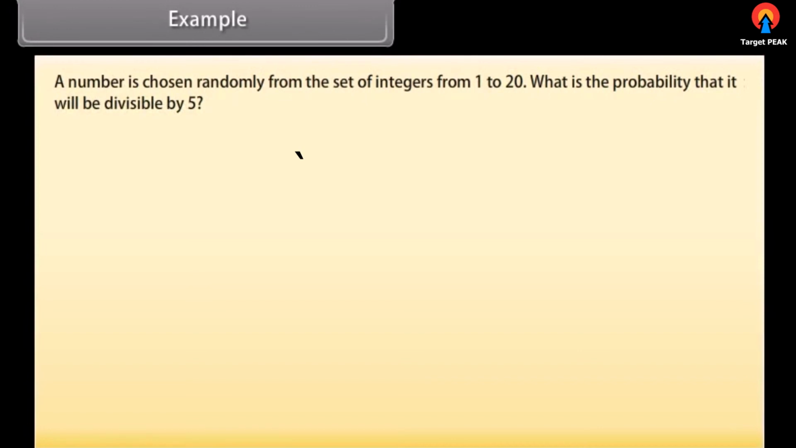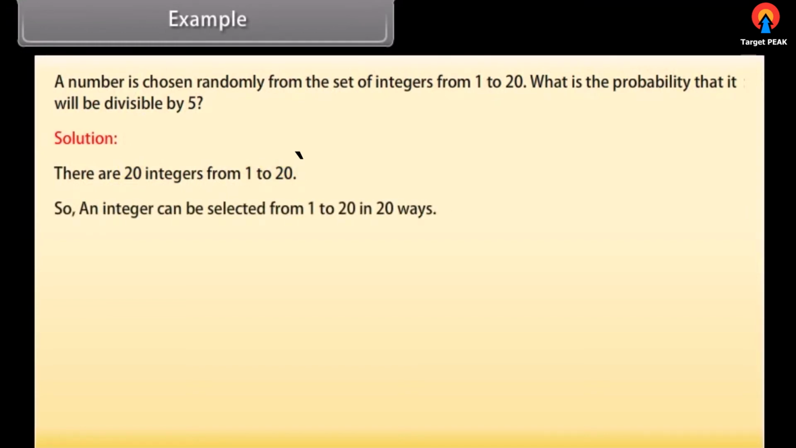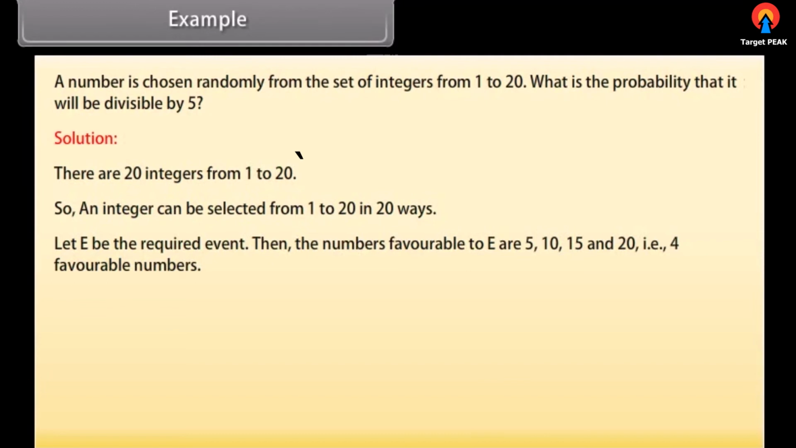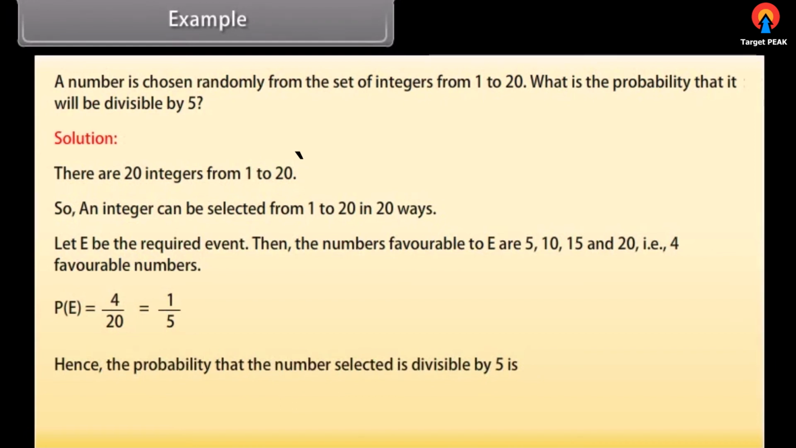Example. A number is chosen randomly from the set of integers from 1 to 20. What is the probability that it will be divisible by 5? Solution. There are 20 integers from 1 to 20. So, an integer can be selected from 1 to 20 in 20 ways. Let E be the required event. Then, the numbers favorable to E are 5, 10, 15 and 20, that is, 4 favorable numbers. Probability of event E is equal to 4 by 20 equals 1 by 5. Hence, the probability that the number selected is divisible by 5 is 1 by 5.